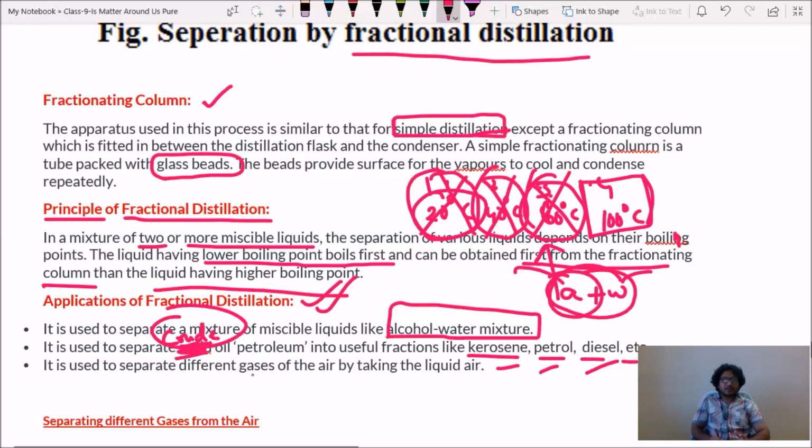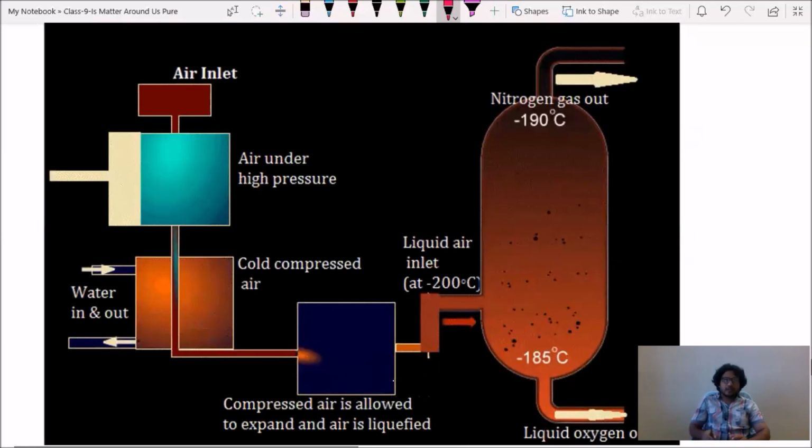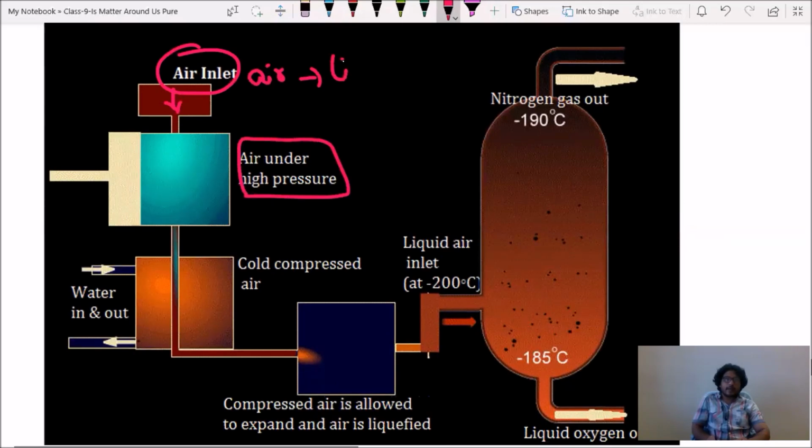It is used to separate different gases from air by taking liquid air. So you see this diagram. You are taking the air which is sent inside, and by using high pressure that air can be converted into liquid, which we have learned in chapter 1. Gases can be converted into liquid by applying pressure.